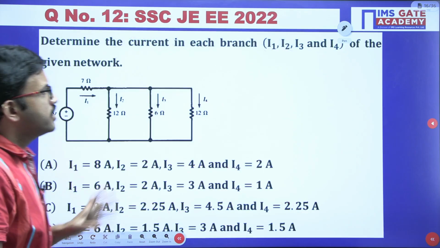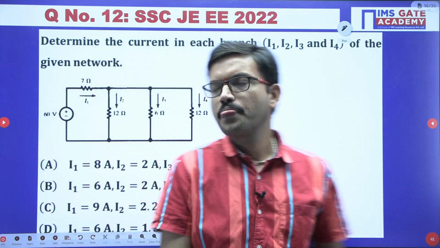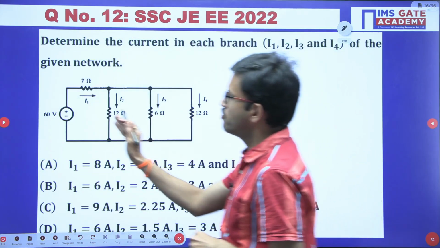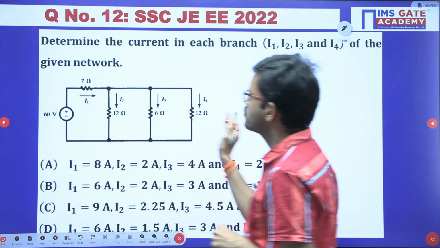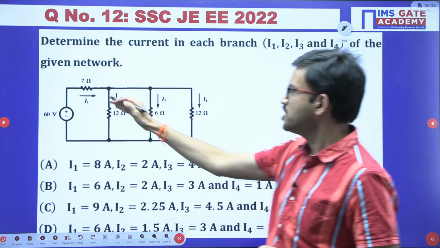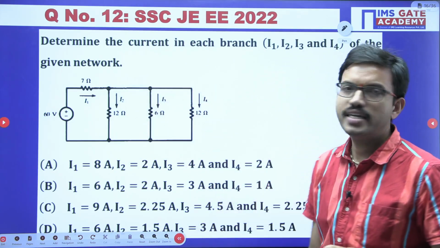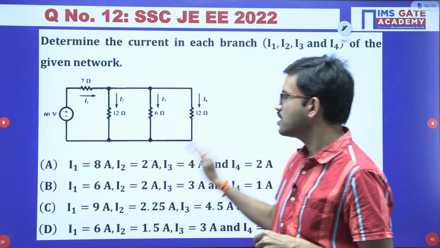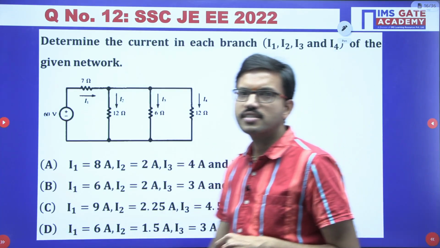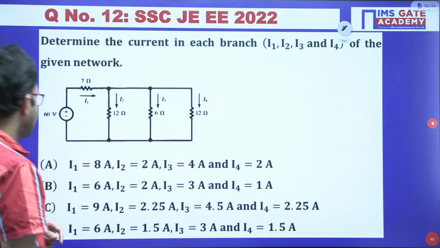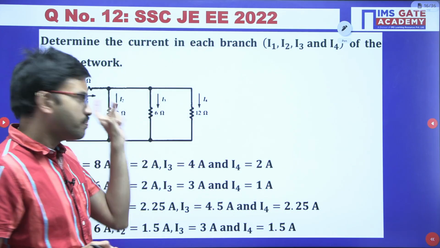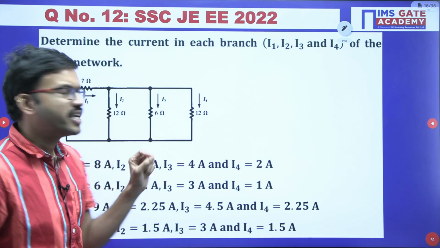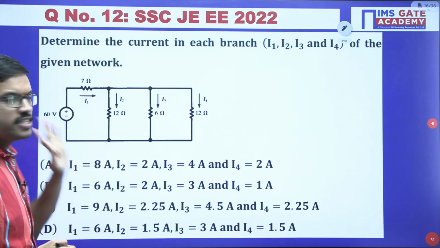Yeah, this is a very interesting question. In this circuit you have one supply voltage and 4 resistors like this, and they have mentioned the current direction with respect to every resistor, and you have 4 choices regarding the currents. This is a very interesting question. Based on the same model we just discussed, first we can calculate the current I1.